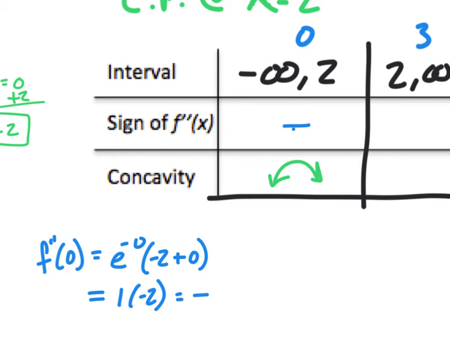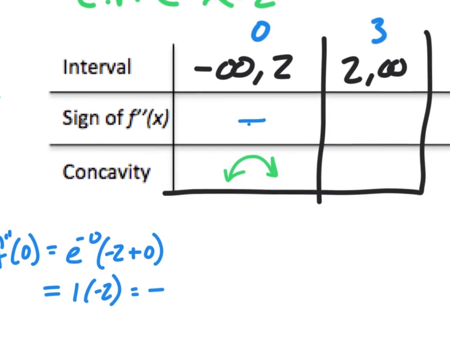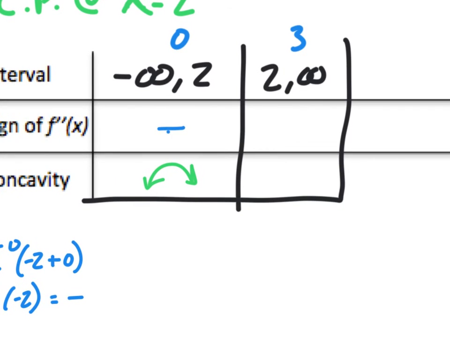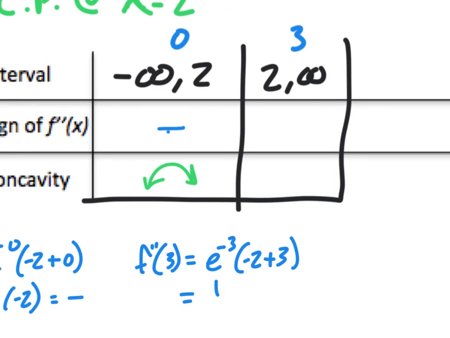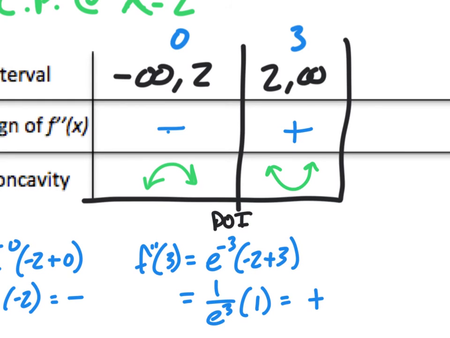Then what I want to do is check, say, f double prime of 3. So f double prime of 3 is going to give me e to the negative 3 times negative 2 plus 3. And so this is going to give me 1 over e cubed, which is a positive number, times 1, which is just going to give me a positive number. So I'm positive here, and I'm concave up between 2 and infinity. So at 2, I have a point of inflection.